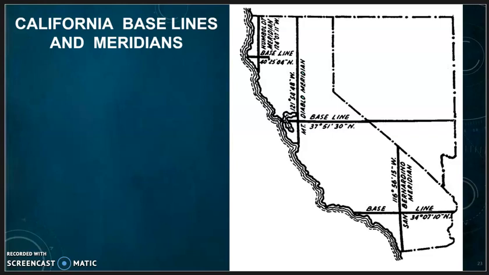Surveyors gave each new principal meridian and baseline a name. They sometimes used a sequential number, such as the second principal meridian or the third principal meridian. In other cases, surveyors gave the principal meridian and baseline a geographic name. For example, the westernmost principal meridian and baseline in the conterminous United States are called the Humboldt meridian and baseline. So we can see that Humboldt baseline and meridian up here in the northwest corner of the state of California.